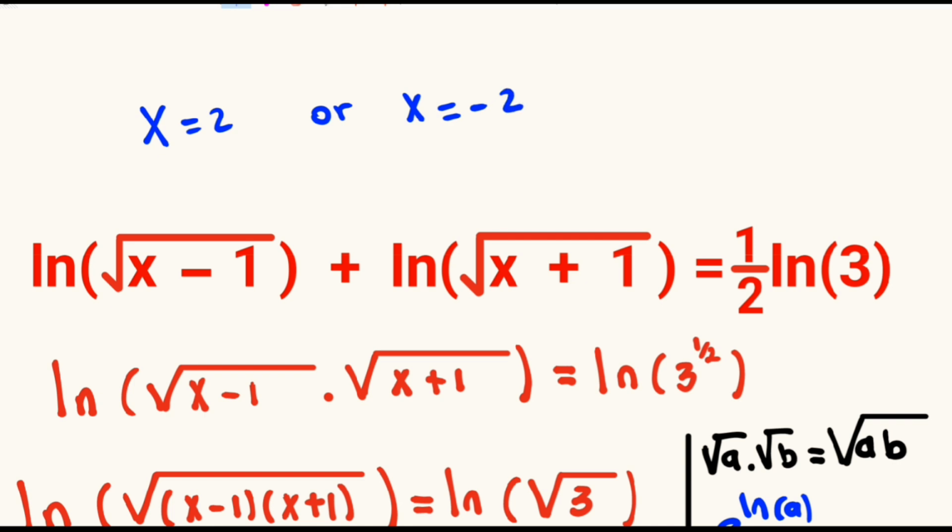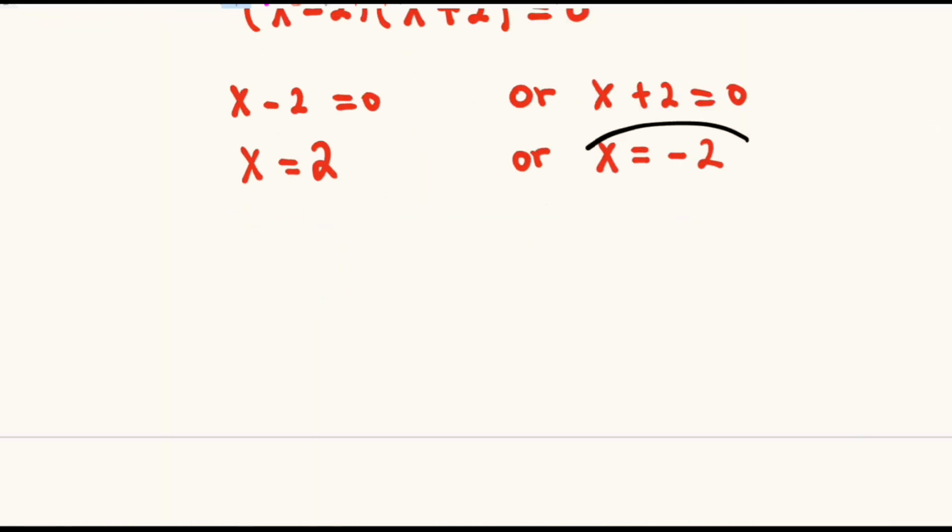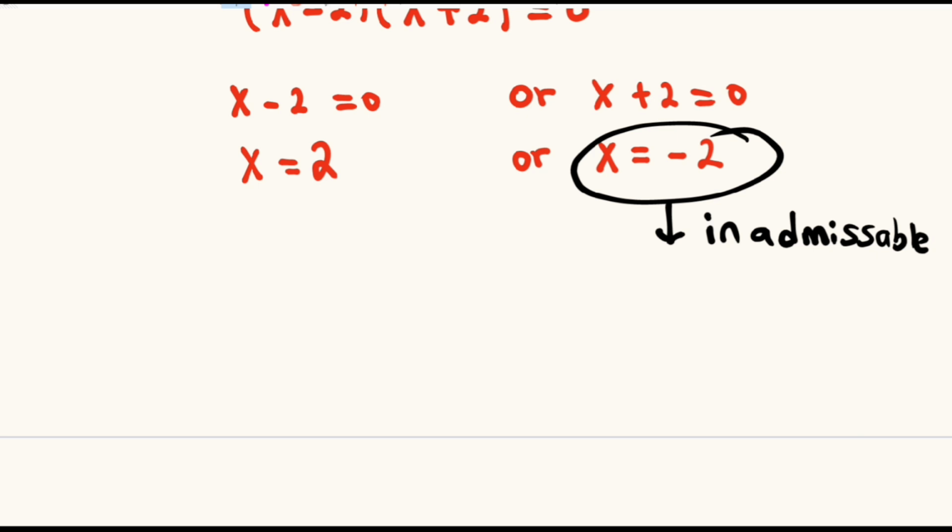So if we were to substitute this negative 2 where there is x, negative 2 minus 1 will be equal to negative 3, and the square root of negative 3 does not exist. So in the same case here, negative 2 plus 1 will be equal to negative 1, and the square root of negative 1 does not exist. So our x cannot be equal to negative 2. Instead, our x will be equal to 2. The x equal to negative 2 will be inadmissible. So our x will be equal to 2.